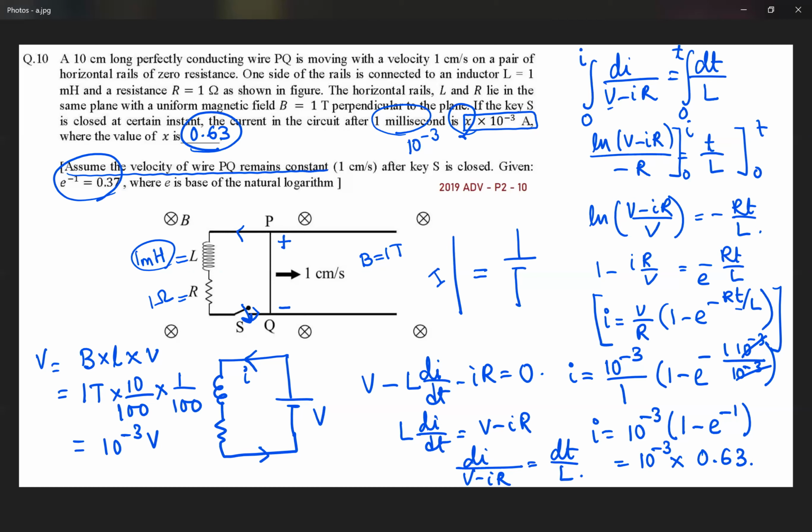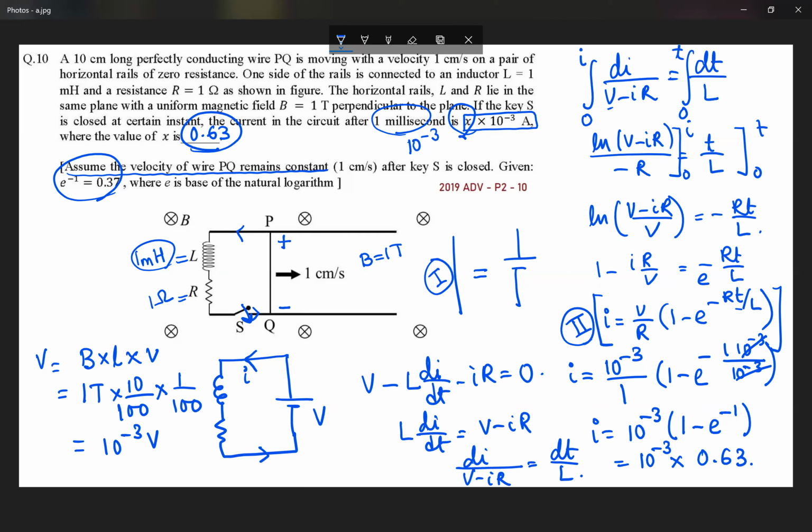Okay, so just to summarize the entire thing, because the rod is moving, the rod behaves like a battery. That's the first idea. Because the rod behaves like a battery, this is a classic LR circuit where the switch is switched on. So if you remember the formula for the switch on of an LR circuit, you can directly apply the formula. If you don't, the derivation is fairly easy.